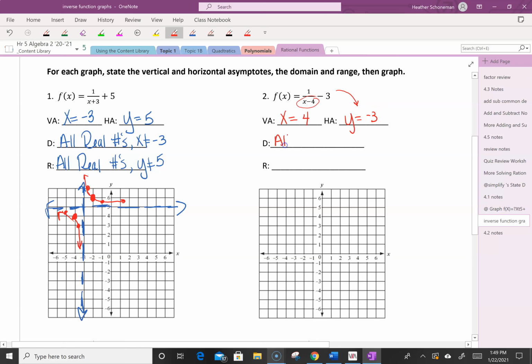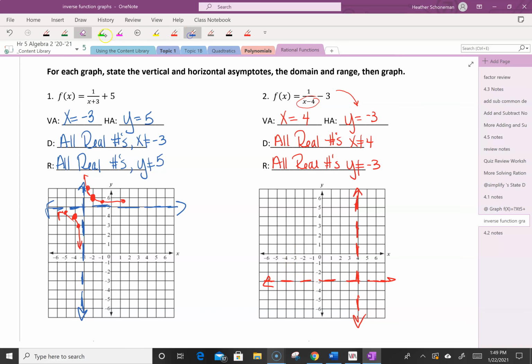The domain is all real numbers, except where the vertical asymptote is, so x cannot equal 4, and the range is all real numbers, except where the horizontal asymptote is, so y cannot equal negative 3. So I have a vertical asymptote at x equals 4, and a horizontal asymptote at y equals negative 3, and now I'm going to use my pattern.